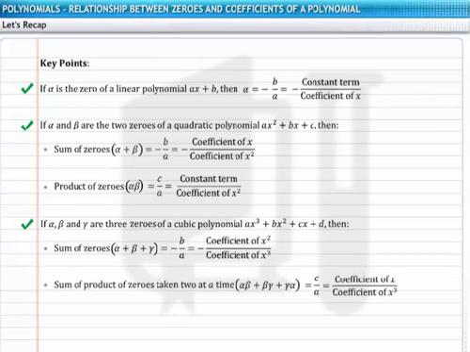The sum of the product of zeros taken two at a time of a cubic polynomial is equal to the coefficient of x divided by the coefficient of x cubed. And the product of the zeros of a cubic polynomial is equal to the minus of a constant term divided by the coefficient of x cubed.